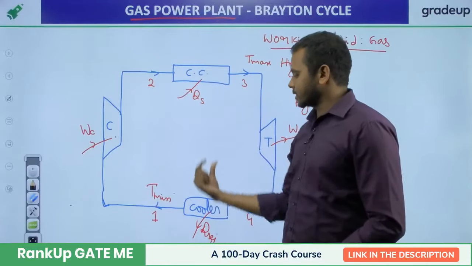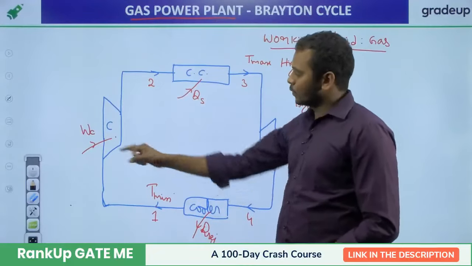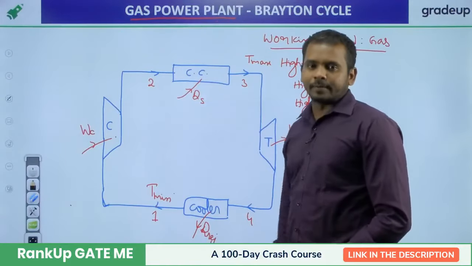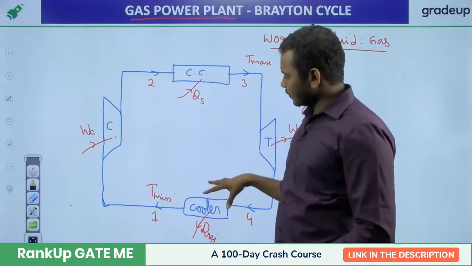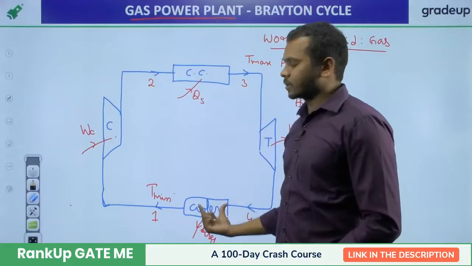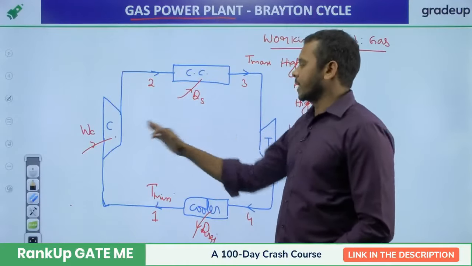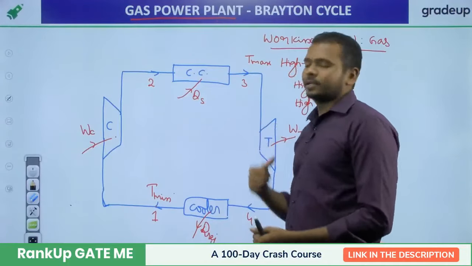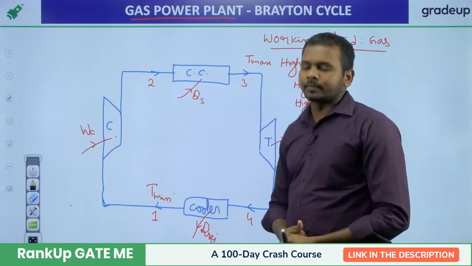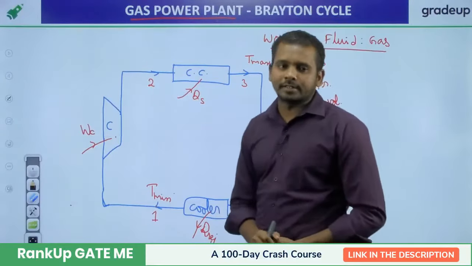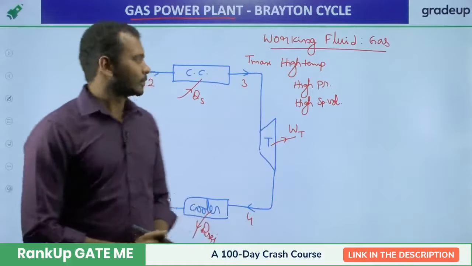1 heat supplied to the system, 1 heat rejected by the system, 1 work supplied to the compressor, and 1 work done by the turbine. Right? So 2 work transfers and 2 heat transfers. 2 heat transfers happen at constant pressure. 2 work transfers happen at isentropic. One is isentropic compression and another one is isentropic expansion. Right? Now let us draw all these processes on the TS coordinates in order to analyze the cycle.